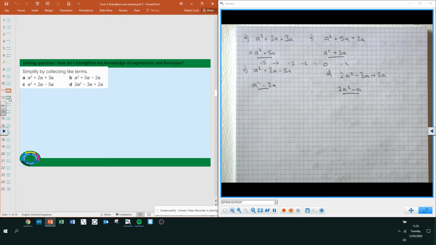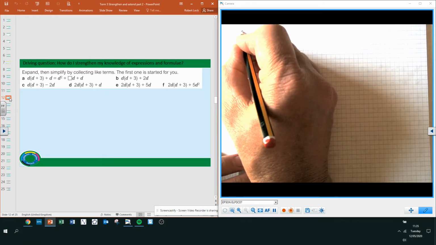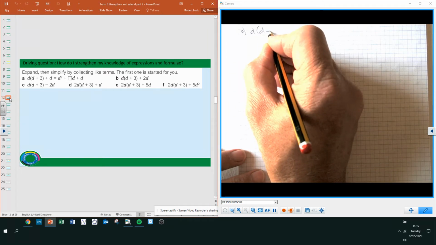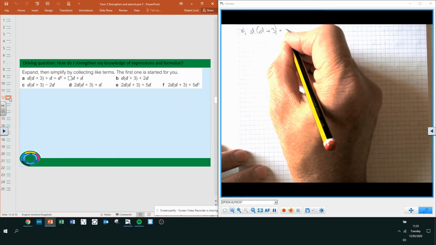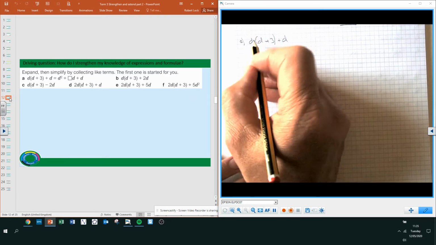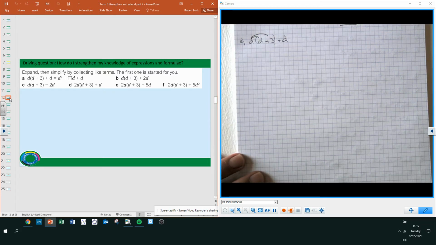Next question. Expand, then simplify by collecting like terms. The first one is started for you. So, A, d bracket d plus 3, close bracket, plus d. First of all, we need to multiply the bracket. Remember to pause, have a go yourself, and press play when you're ready.